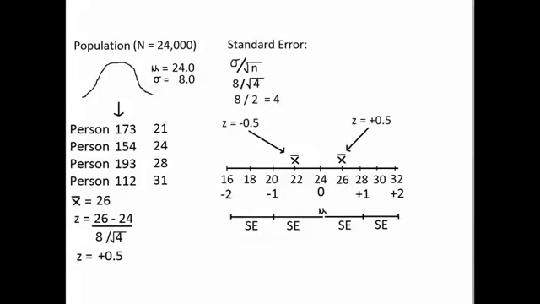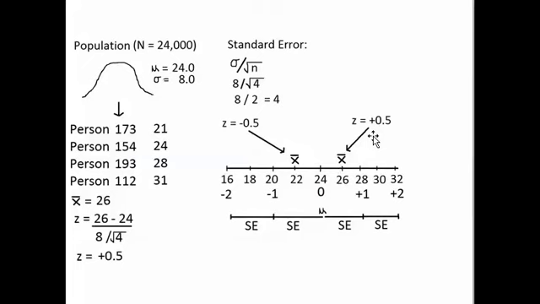I want to stop for a moment to make sure that you notice something on the screen. Our first sample mean was below the population mean, so it had a negative z-score. Our second sample mean was above the population mean, so it had a positive z-score. A sample mean below the population mean always has a negative z-score, and a sample mean above the population mean always has a positive z-score.